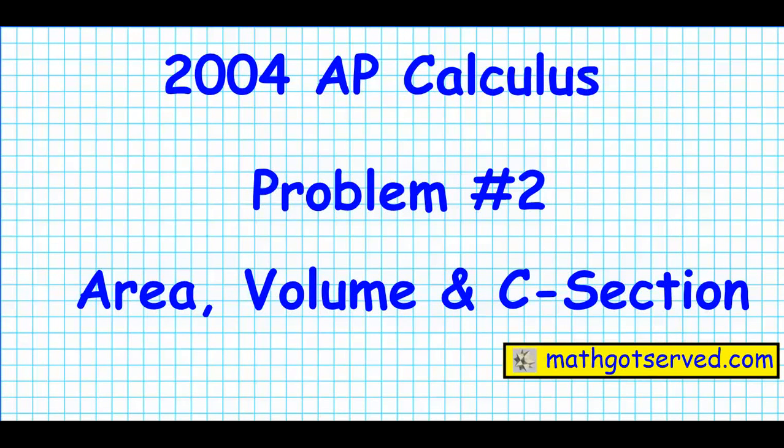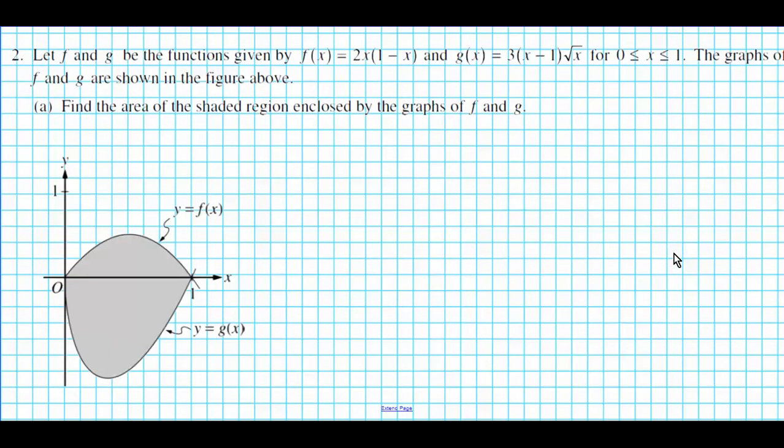In this clip, we're going to be going over problem 2 of the 2004 AP Calculus AB free response questions, focusing on area, volume, and solids with known cross-sectional areas. All right, let's take a look at problem 2.